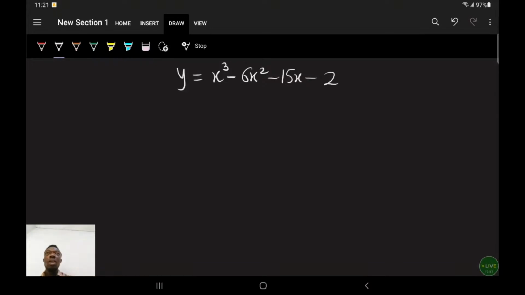Now we are asked to find the stationary points of this curve and the nature of this function that we have here. The first thing that you want to do when you want to determine the stationary points of any curve is to find the derivative, the first differential, of that curve.